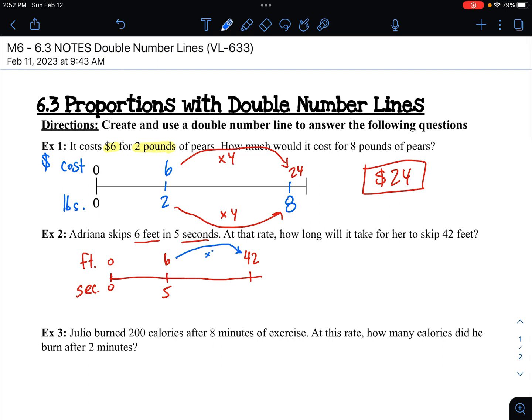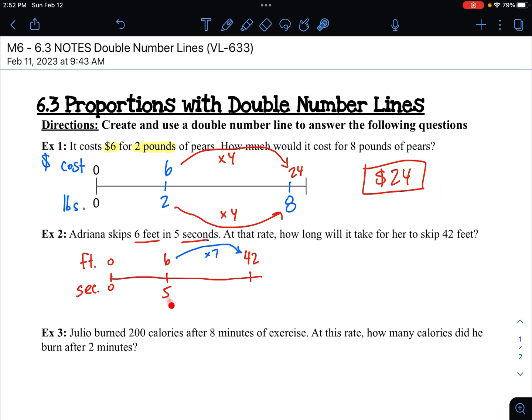And if you're not sure, you can just try it. 6, 12, 18, 24, you know, go on, so forth. And you do find out that 6 times 7 does equal 42. You can also use a calculator for that. All right, so to get from 6 to 42, I multiply by 7.